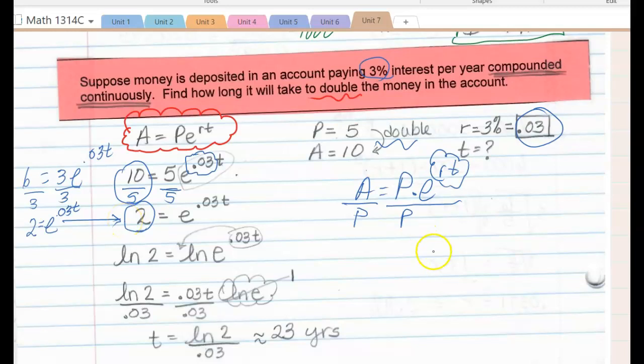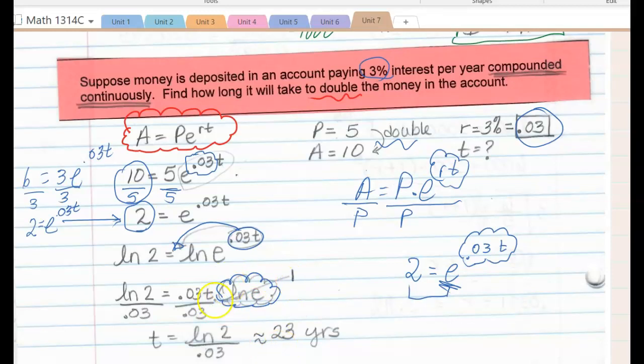Notice that we have 2 is equal to e to the 0.03t, and our exponent has our variable. We can't get the same base, so we're going to take the log of both sides. And we learned last time that if we had e as a base, then we should take the natural log of both sides. Therefore, our equation becomes the natural log of 2 is equal to the natural log of e to the 0.03t. Using the third property of logs, I'm going to put my exponent to the front, and now I have the natural log of 2 is equal to 0.03t times the natural log of e. And remind yourself that the natural log of e is equal to 1, and 1 times anything is that anything.